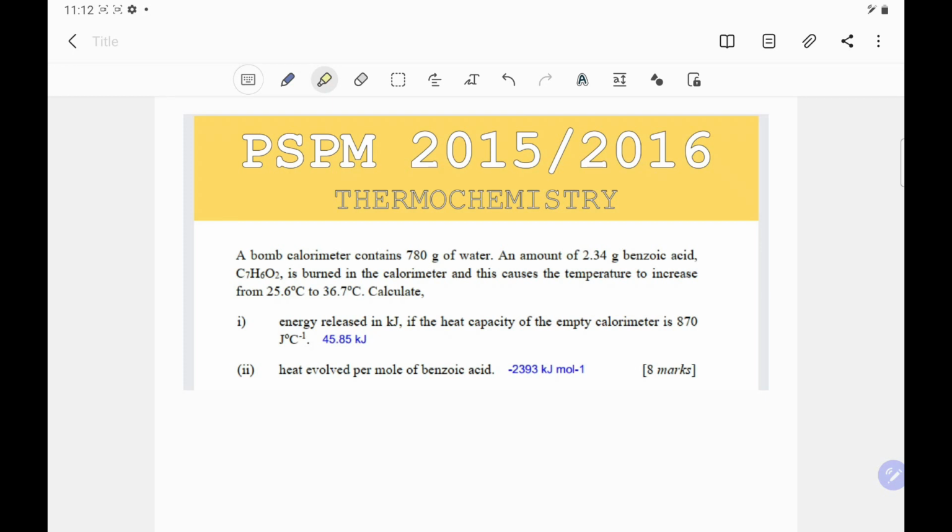Without further ado, let's hop on the questions. Here we have the questions of a bomb calorimeter. First thing first, it is important for you to list out all the information given in the questions.